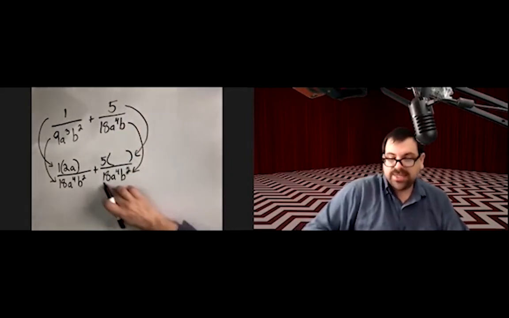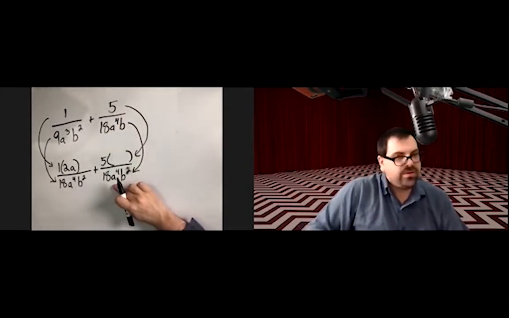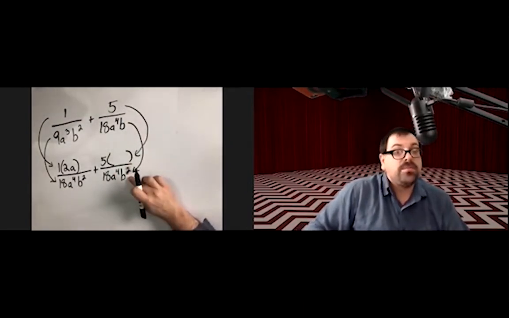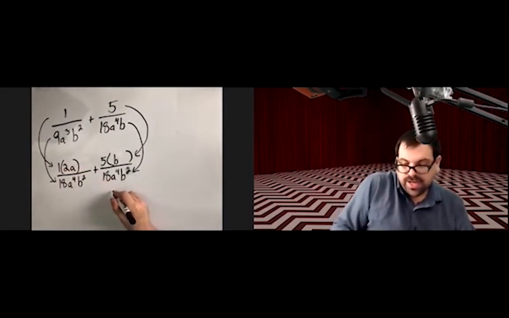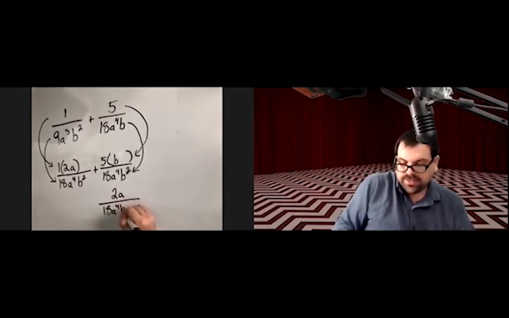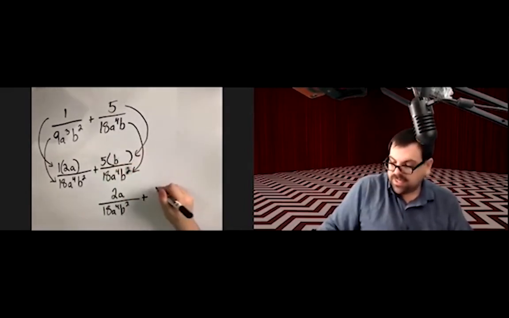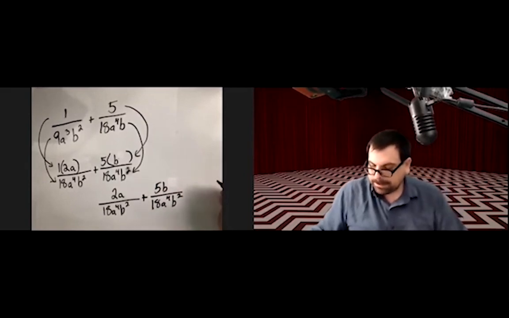Here, 18 times what is 18? We already got it. A to the fourth times what is a to the fourth? We already got it. B times what is b squared? B times b. So this is 1 times 2a. 2a over 18a to the fourth b squared plus 5 times b. 5b over 18a to the fourth b squared.